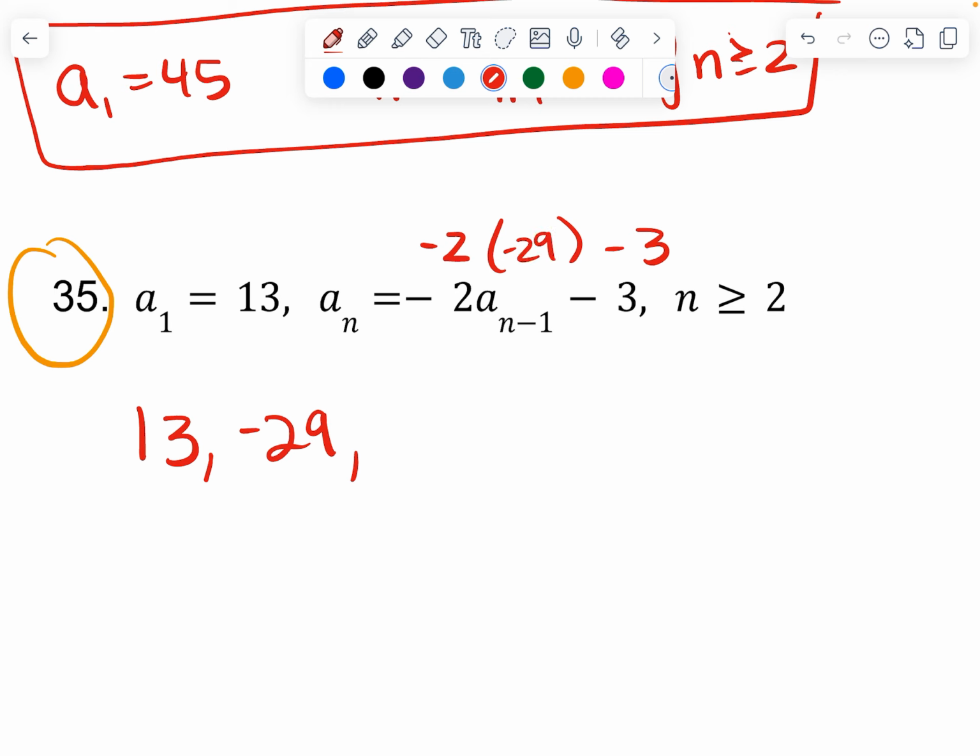So then I would plug in negative 29 here and multiply that by negative 2 and subtract 3 and get 55. And take that and multiply it by negative 2 and subtract 3, get negative 113, and take that and multiply it by negative 2 and subtract 3, 223. Okay.